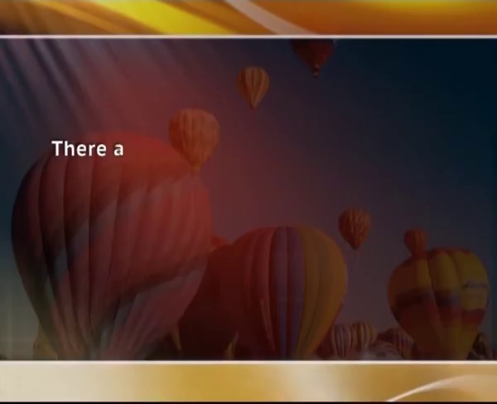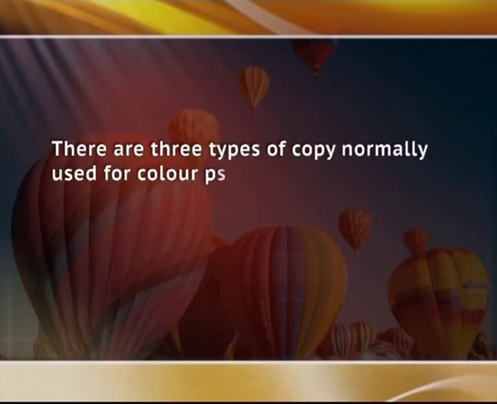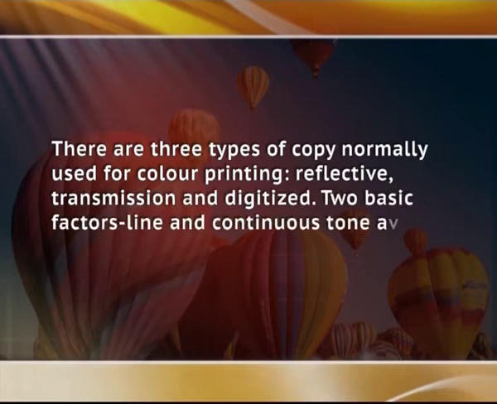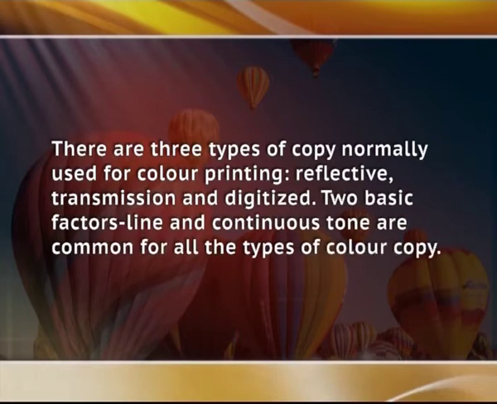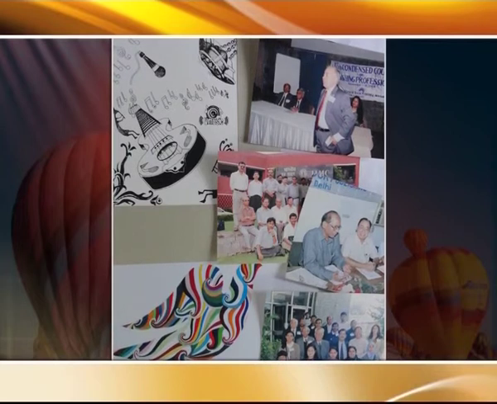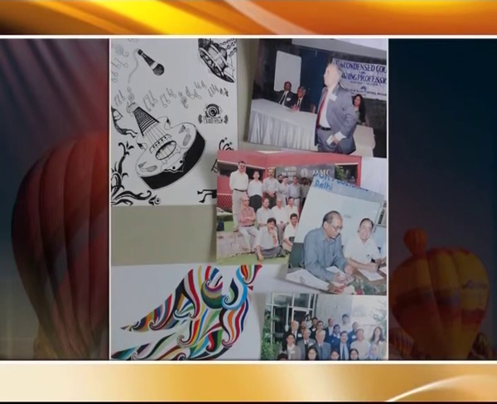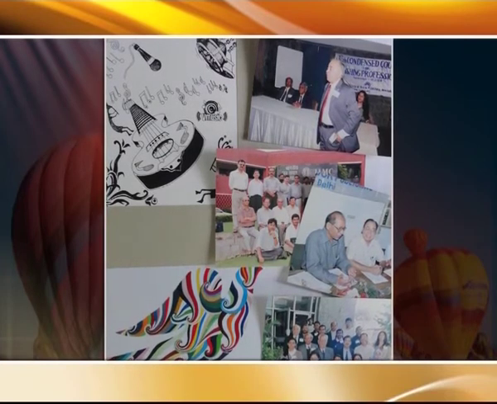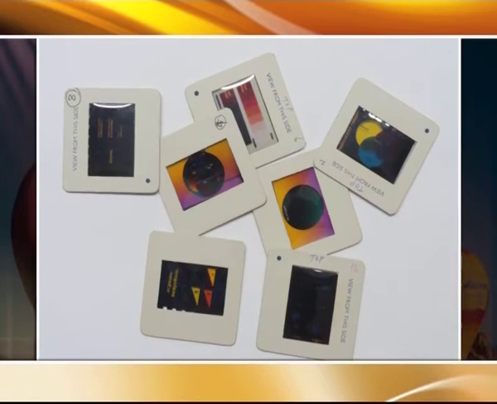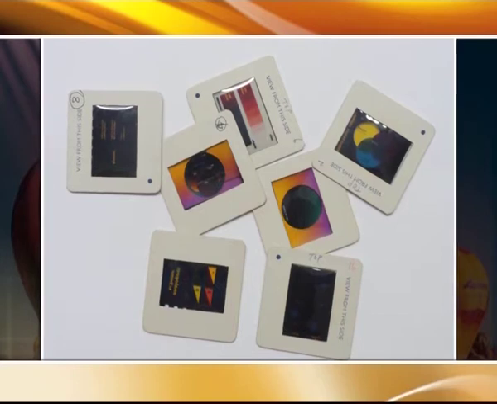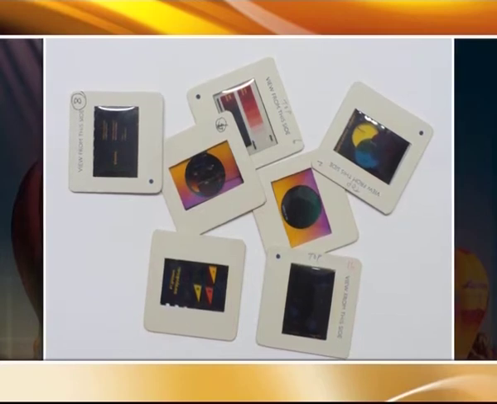Color copy. There are three types of copy normally used for color printing: reflective, transmission, and digitized. Two basic factors, line and continuous tone, are common for all the types of color copy. First, reflective copy: copy that is viewed with the light reflected from the original. The color photographic print on bromide paper, the color drawings and the painted image are examples of reflective copy. Second, transmission copy: copy that is viewed by light passing through it. The positive color film transparency is an example of transmission copy.